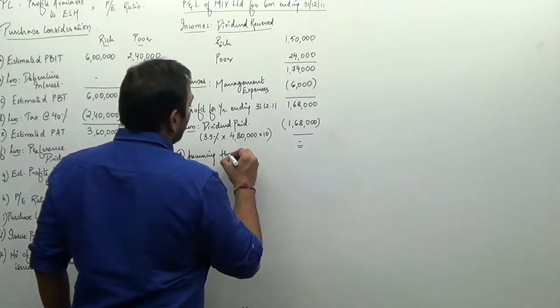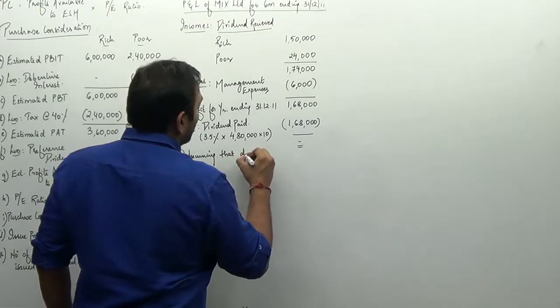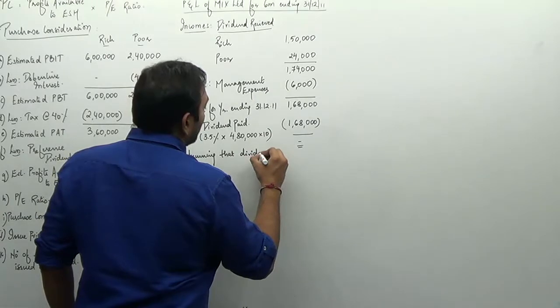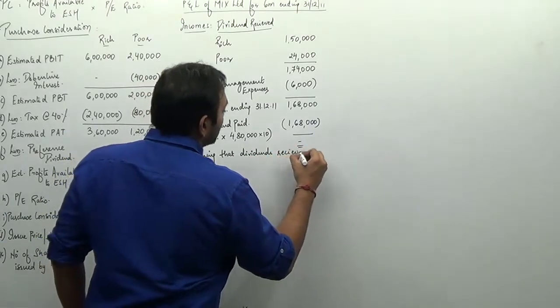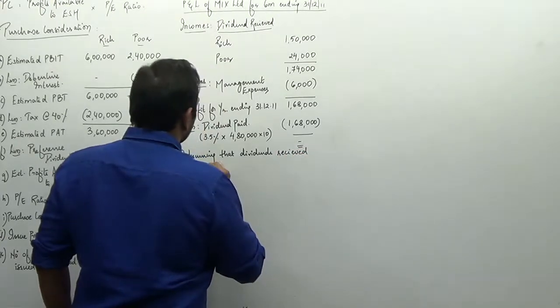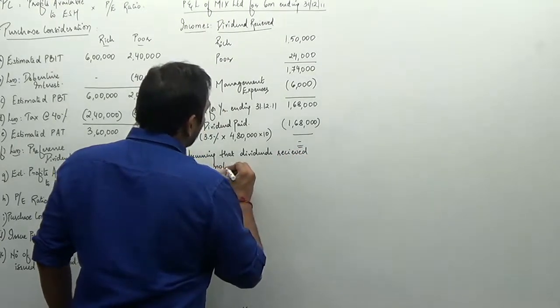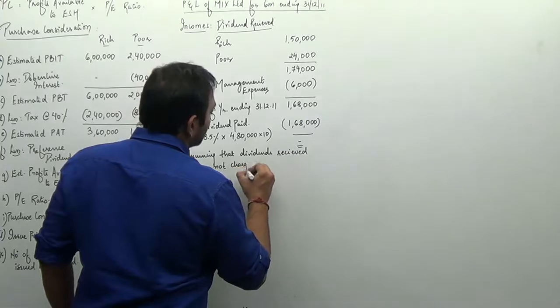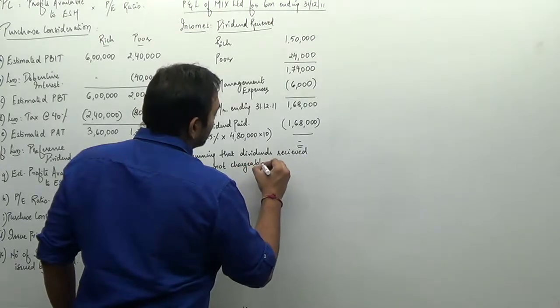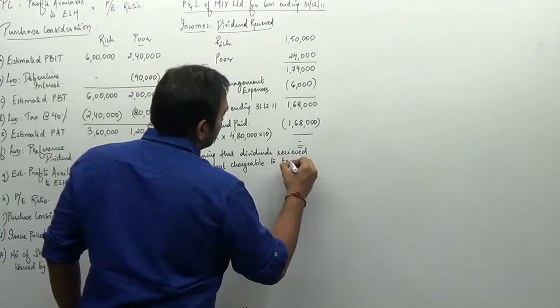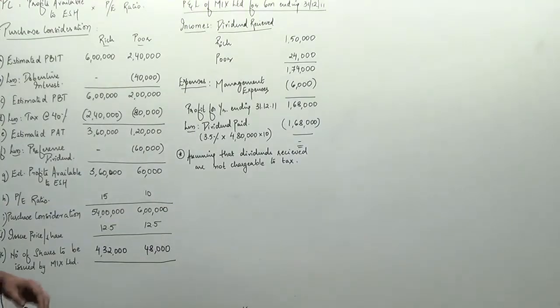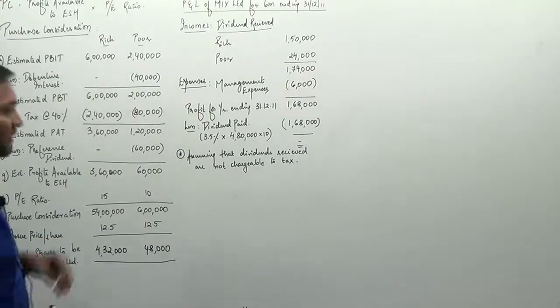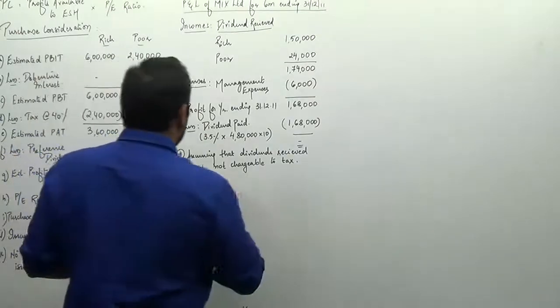Assuming that dividends received are not chargeable to tax. Normally they are paid out of taxed income only, guys. So normally we don't apply tax again on that. Profit is zero. Think from cash then.